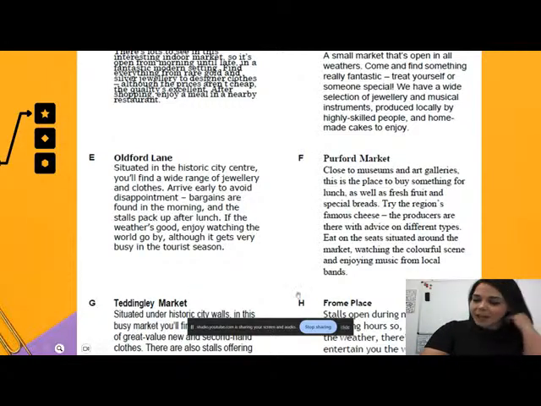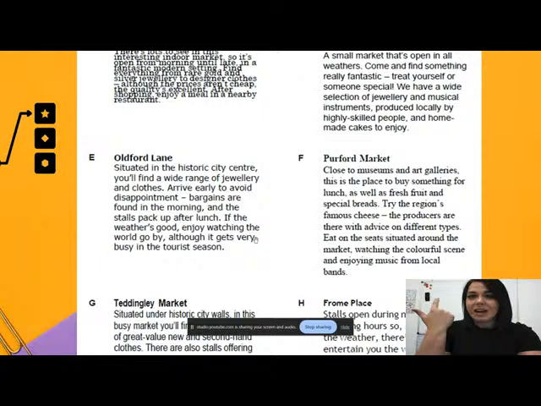Okay, now I'm going to help you out a little bit. So here we have Alford Lane. It has jewelry and clothes. It has good weather, apparently. And it has places to sit and watch the world go by. Does it have food? No. Is it near the other attractions? No. So it's not really what Jenny's looking for.